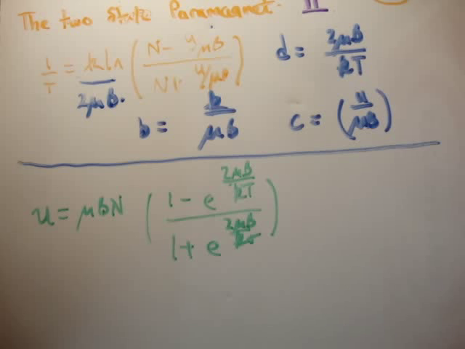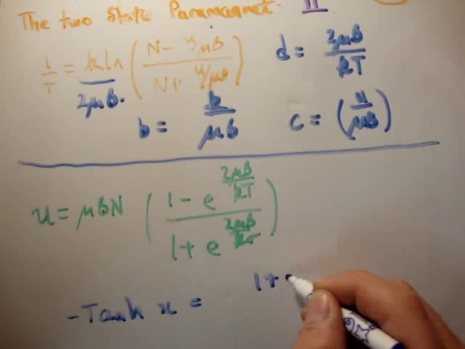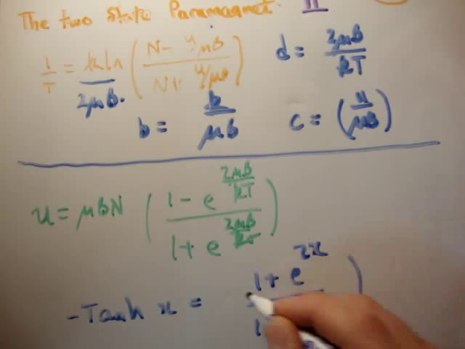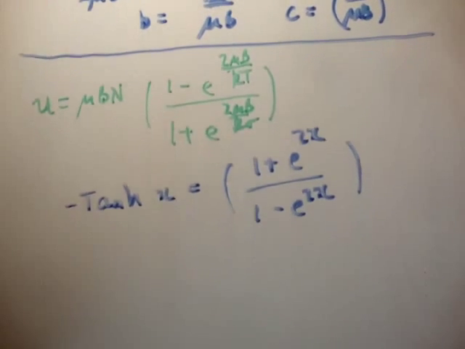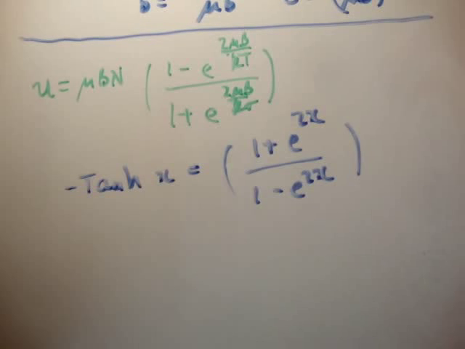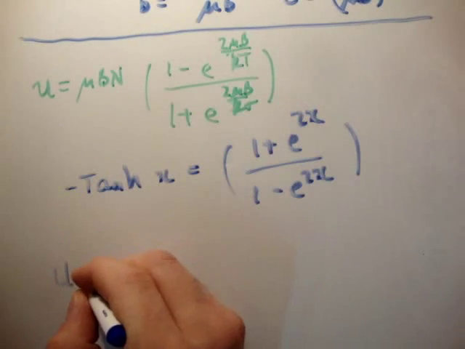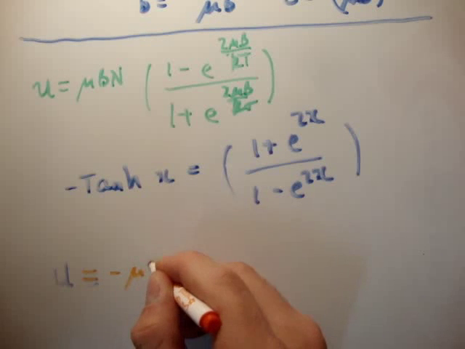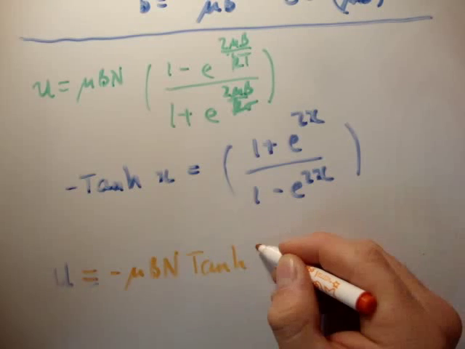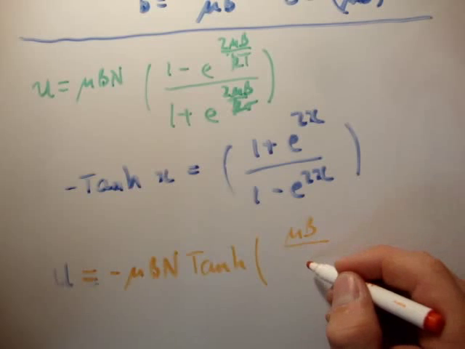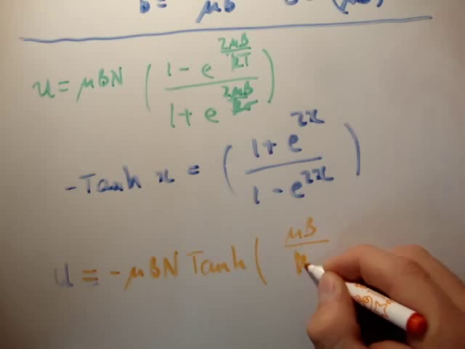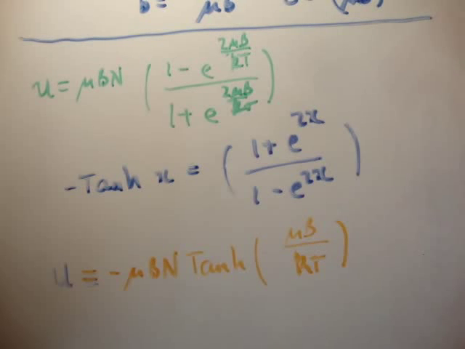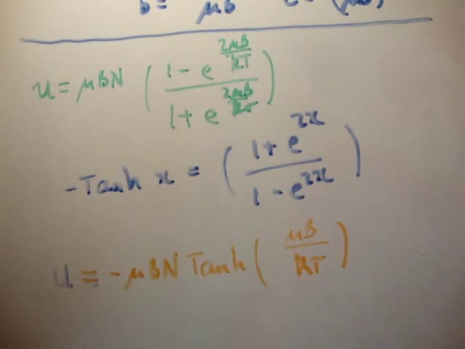So let's do the following. There was a minus sign there. Sorry, I may as well just write it out. Minus tan x. That's minus hyperbolic tangent. Like that. So this here, the whole thing, can be rewritten as u is equal to minus mu bn, the hyperbolic tangent of mu b over kt. Full stop. Now you might be wondering, where did the factor of 2 go? Well, the factor of 2 is part of the hyperbolic tangent, so that's where it went to.